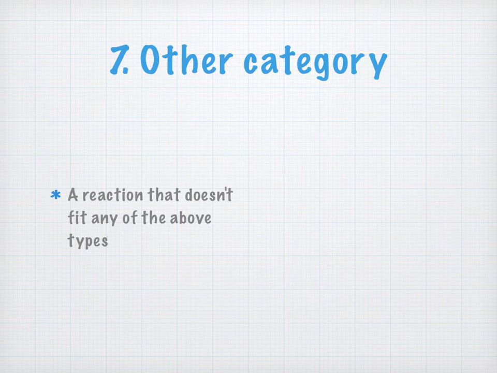We also have a seventh category, and it's known as an other category. And it's a reaction that doesn't fit any of the above types. So if something doesn't fit, it's an other.